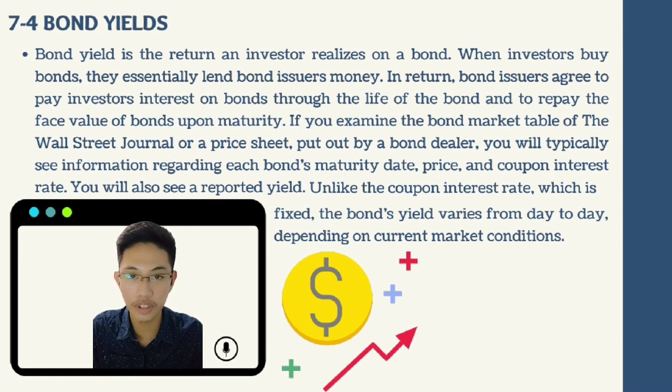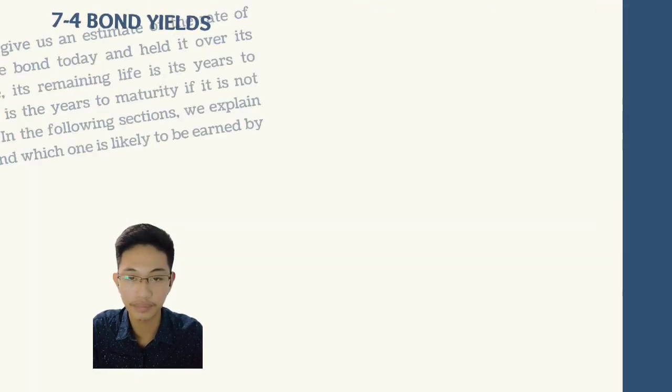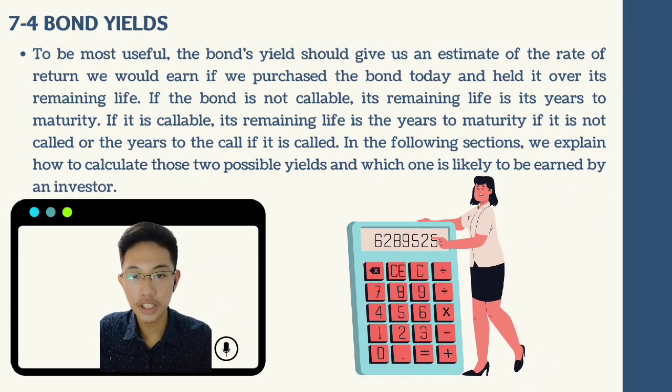If you ever see a bond market table in the Wall Street Journal or a price sheet, you will typically see information regarding each bond's maturity date, price, coupon interest rate, and reported yield. Unlike the coupon interest rate, which is fixed, bond yield varies from day to day depending on current market conditions. To be most useful, bond yield should give us an estimate of the rate of return we would earn if we purchase the bond today and hold it over its remaining life.